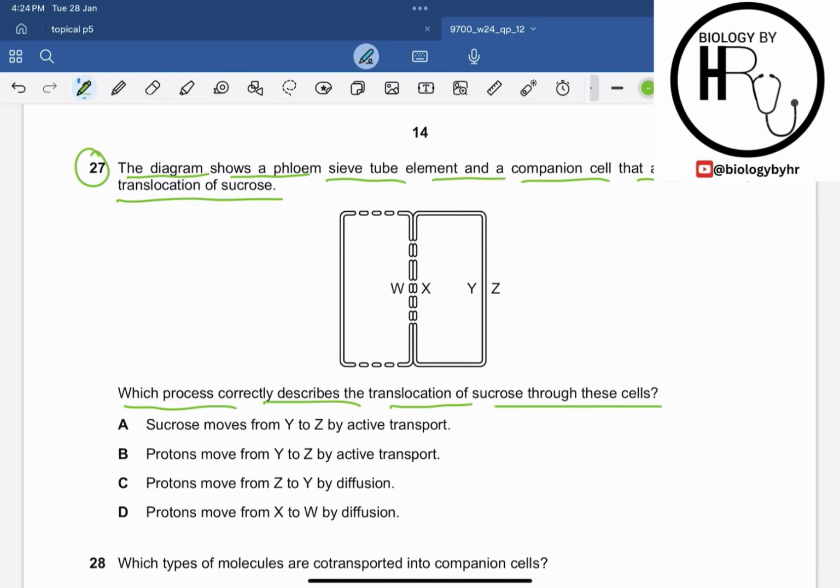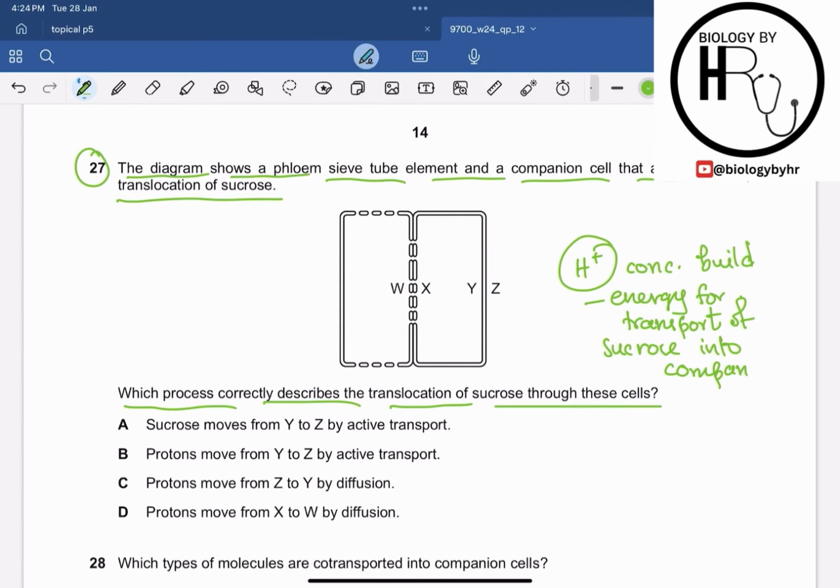Basically what we have studied is that the process of the translocation of sucrose mainly depends on the hydrogen ion concentration, right? First of all, the hydrogen ion concentration is built up, and then it provides the energy for the transport of sucrose into the companion cell, right? So the answer over here would be option B.